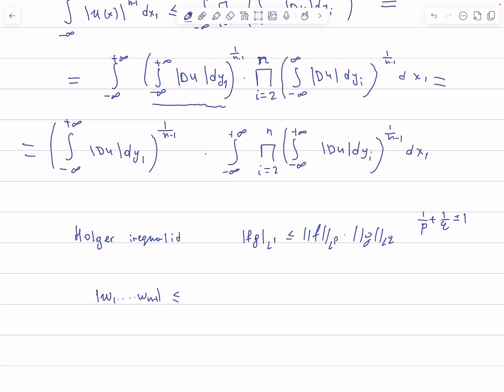Let's take n minus 1 functions. The product is in L1, and it is less or equal than the norm of W1 in LP1, times W2 in LP2, up to W(n-1) in LP(n-1). Also, the sum of 1 over pi should be equal to 1.